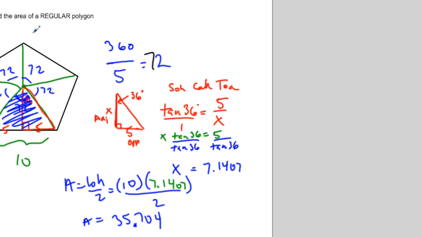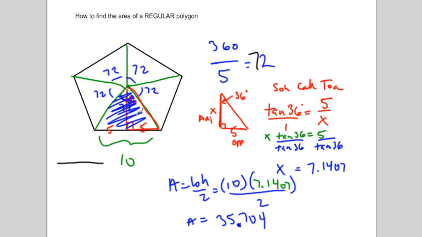Okay, but how many triangles are there? 1, 2, 3, 4, 5 triangles. So you're going to take this area for the triangle and you're going to multiply it by 5, for all 5 of them, to get the area of the pentagon. So area for pentagon.